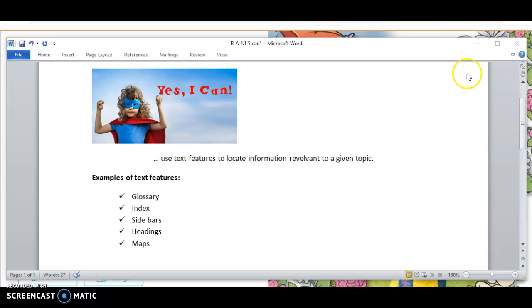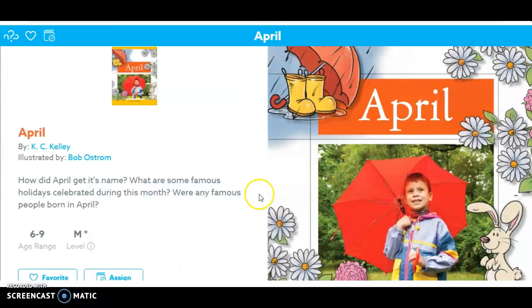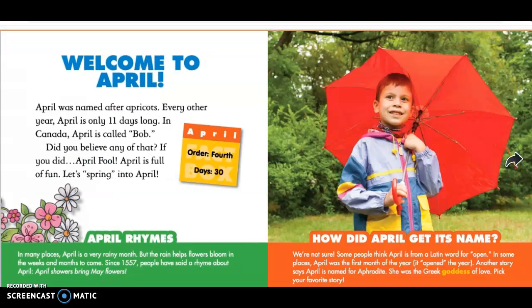book today. So today we are reading a book titled April. As you're reading, think to yourself, how did April get its name? What are some famous holidays celebrated during this month? Were any famous people born in April? Because today is April 1st, so goodbye March, hello April. Welcome to April. Challenge yourself to read along with me as I read.